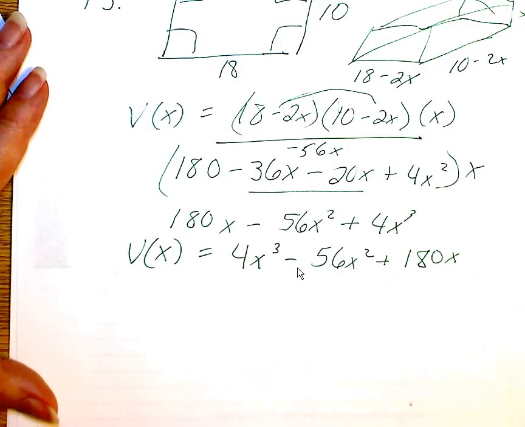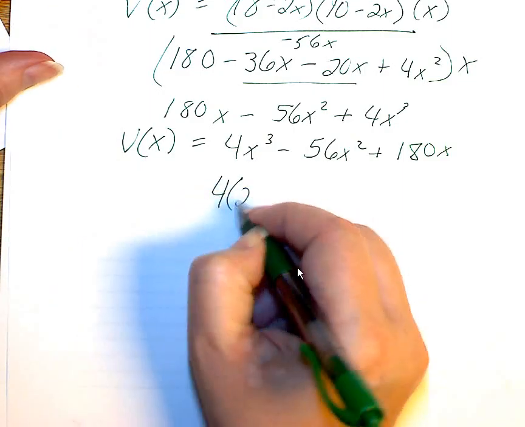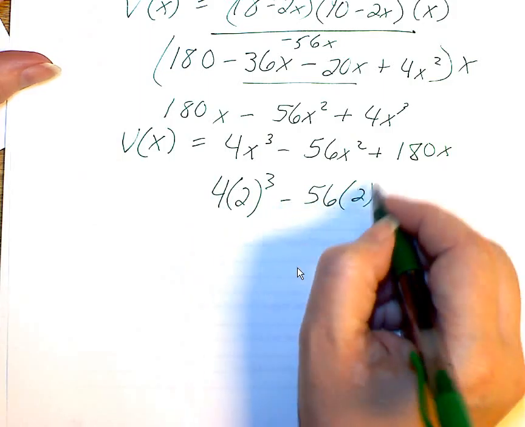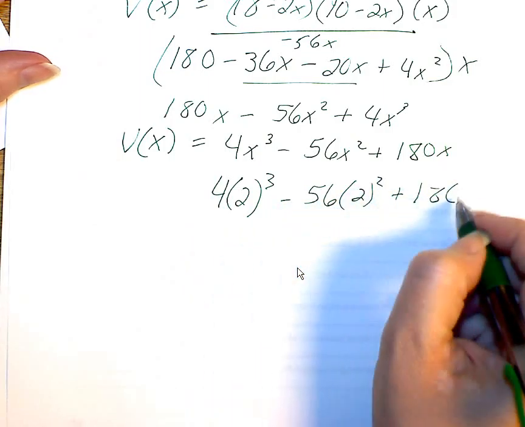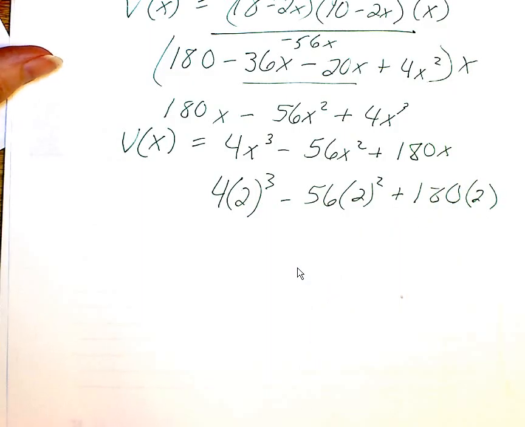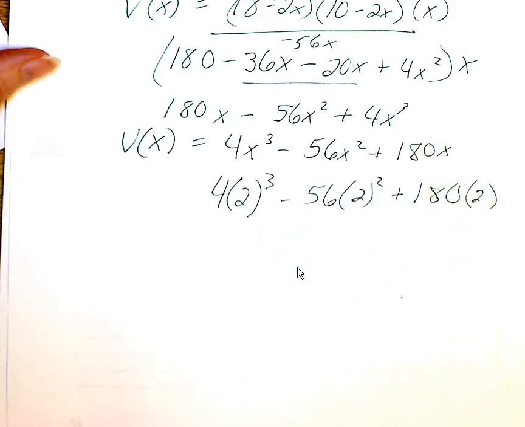Then what it wants you to do for part 2 is to plug in the number 2 for your x's. So 4 times 2 cubed minus 56 times 2 squared plus 180 times 2. If the bell has not rung, ladies and gentlemen, to be polite, don't pack up. Or do it very quietly.